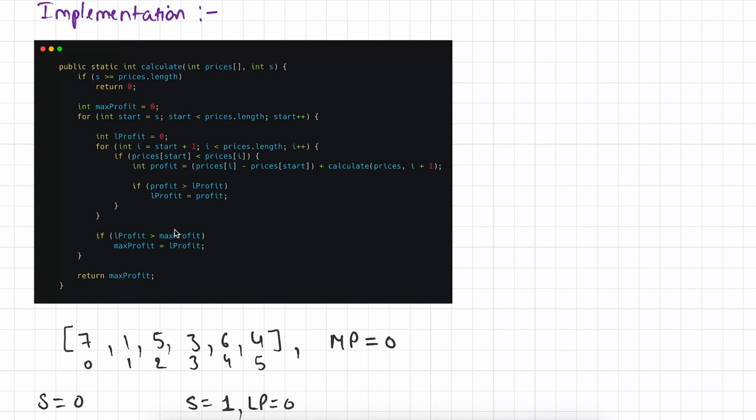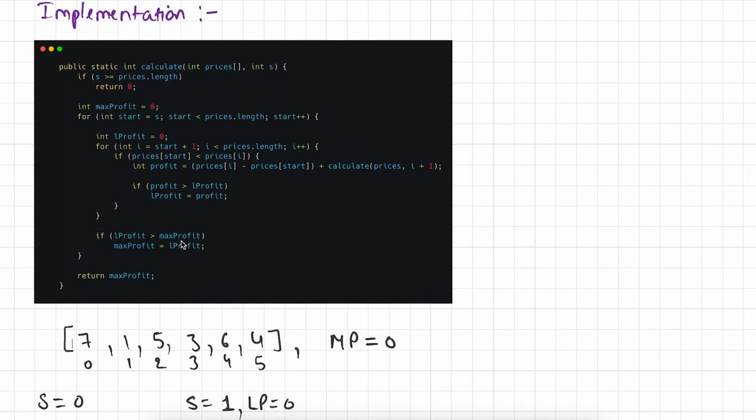And after this step, we check if the profit we are getting from this recursive call is greater than the local profit or not. If we find the profit is greater, then we set the new profit to the local profit, okay? And after the inner loop, we again check if local profit is greater than maximum profit or not.